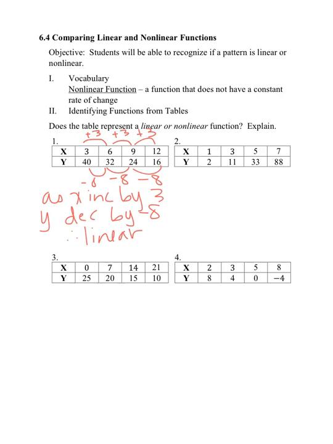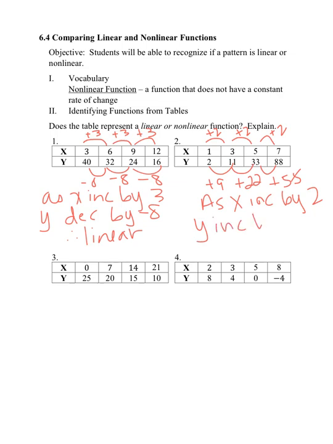So looking at number 2, 1 to 3 is a plus 2. 3 to 5, that's plus 2. 5 to 7, plus 2. So your x's is constant. Take a look at the y's. 2 to 11, plus 9. 11 to 33, well, that's plus 22. 33 to 88, that's plus 55. So as x increases by 2, y increases by different amounts. Therefore, this is considered nonlinear.